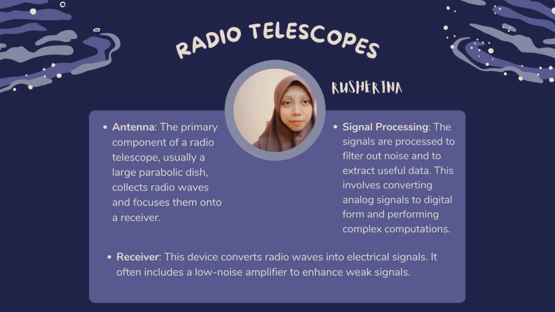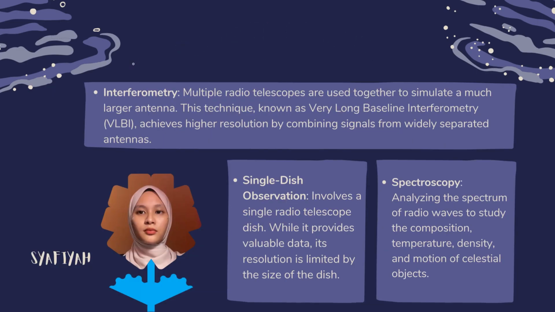Next, let's move to the fundamentals of radio astronomy. Firstly, the radio telescope. Antenna: the primary component of a radio telescope, usually a large parabolic dish, collects radio waves and focuses them into a receiver. Receiver: the device converts radio waves into electrical signals. It often includes a low noise amplifier to enhance weak signals. Lastly, signal processing. The signals are processed to filter out noise and to extract useful data. This involves converting analog signals to digital form and performing complex computation.